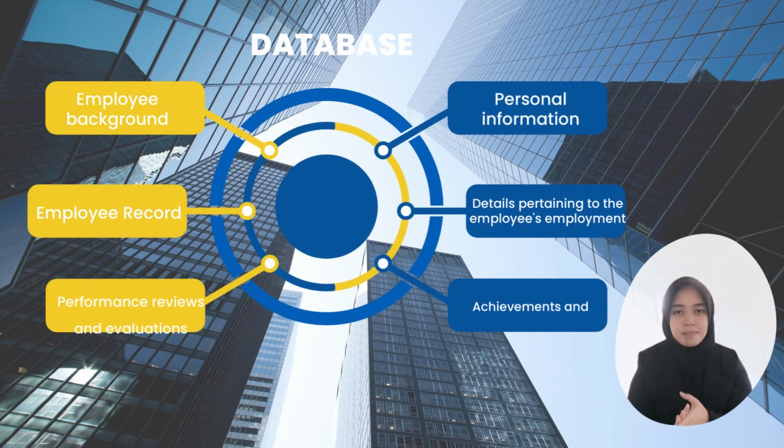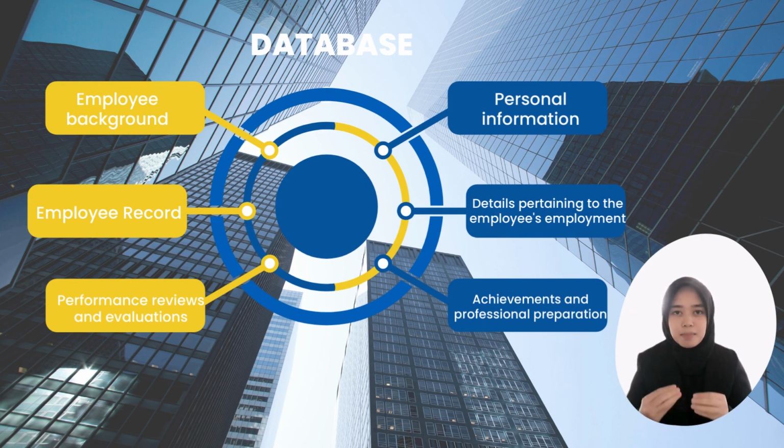Next is the database. Conducting business with an employee database is a crucial tool. Following is the database that is needed by our system. It consists of 3: employee record, employee background, and performance review and evaluation. Employee background, a record that identifies and relates to a live person, is frequently known as personal information. Next, for the employee record.